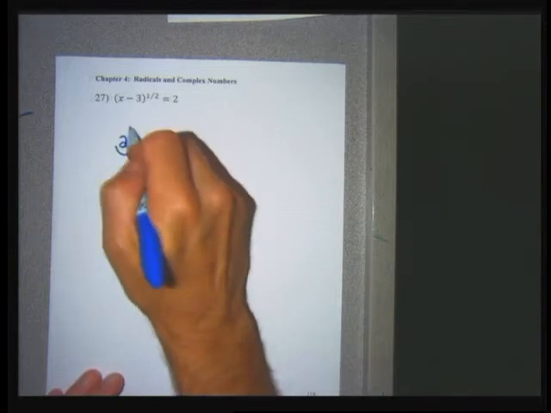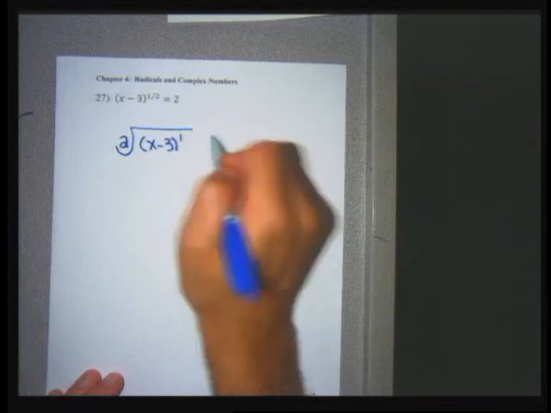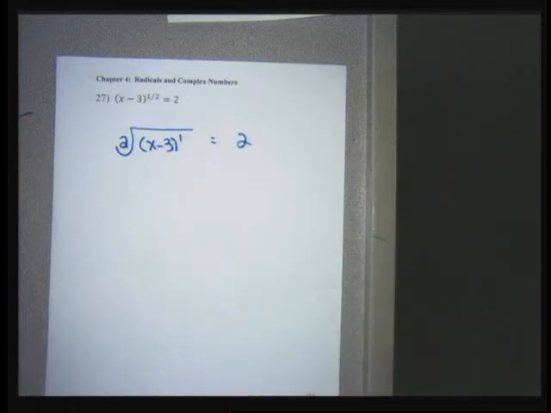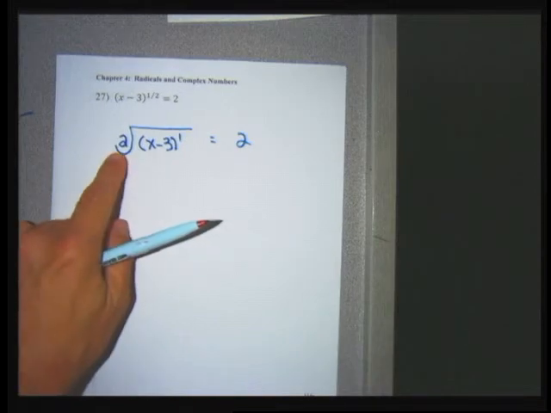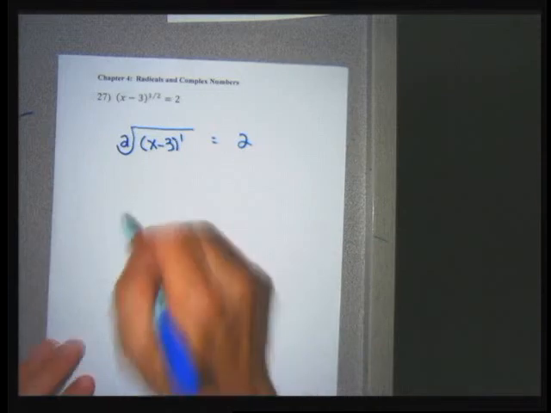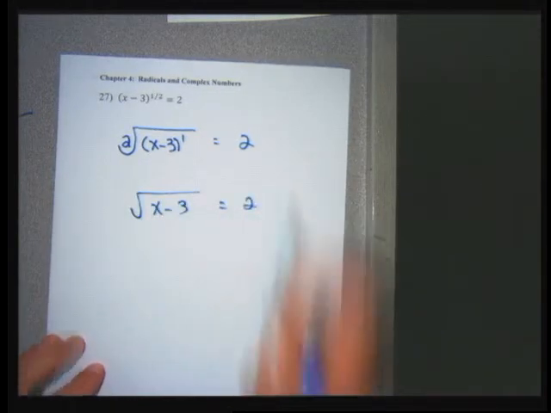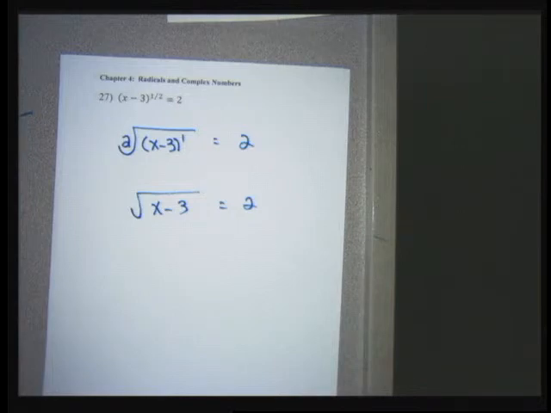For 27, I'm going to write it as a radical. As a radical, it's going to be the second root of x minus 3 to the first equals 2. I have some things that aren't necessary. I don't need to write a 2. It's assumed in a square root. I never need an exponent of 1. So I'm going to rewrite this problem as just the square root of x minus 3 equals 2 by just dropping the unnecessary bits.